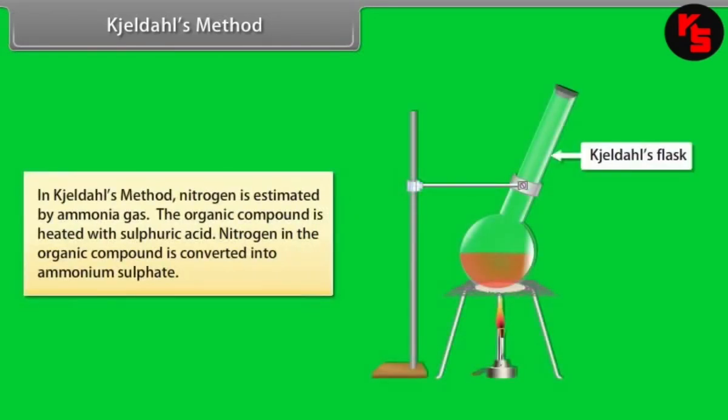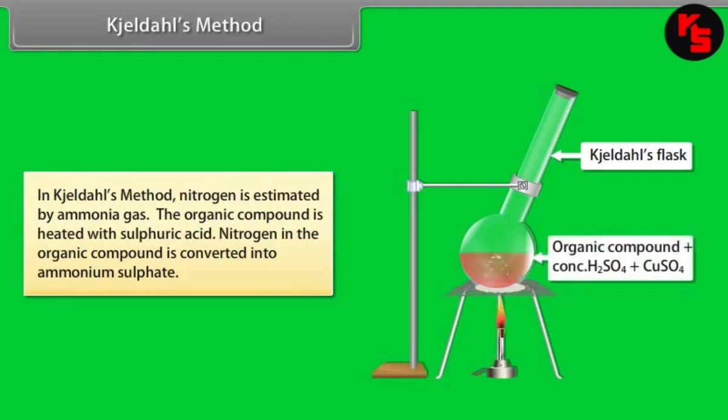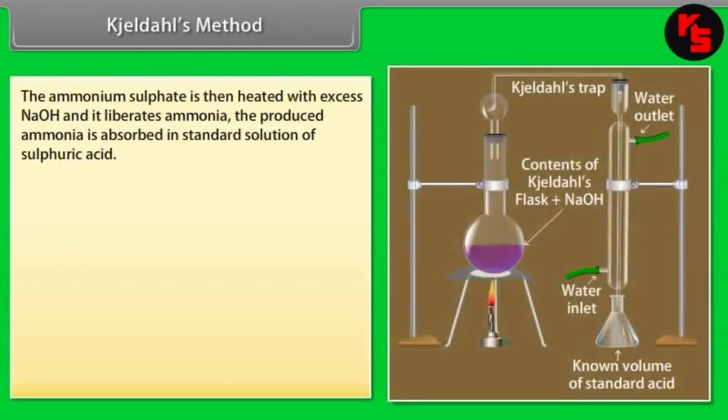Kjeldahl's method. In Kjeldahl's method, nitrogen is estimated as ammonia gas. The organic compound is heated with sulfuric acid. Nitrogen in the organic compound is converted into ammonium sulfate. The ammonium sulfate is then heated with excess NaOH and it liberates ammonia. The produced ammonia is absorbed in a standard solution of sulfuric acid.